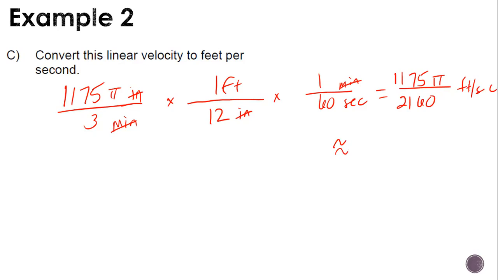So 1,175 times pi divided by 2160 gives us 1.708, so 1.71 feet per second. So now when I tell you this record is moving at 1.71 feet per second, is that fast? Yeah, that's pretty fast.